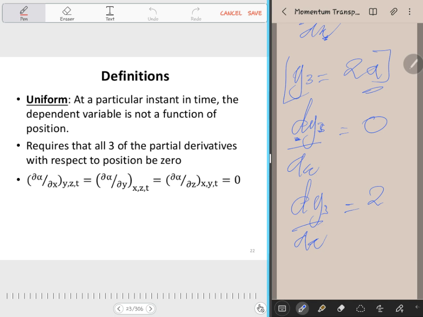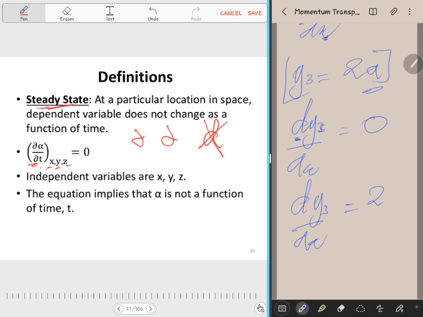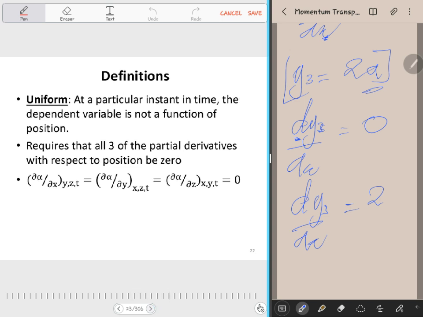And then we have uniform. Uniform means in every direction. So you see steady state, steady in time, not a function of time, as we saw here. Steady state, not a function of time, so the derivative with respect to time is 0. Now we are not doing it with respect to time, we are doing it with respect to position. So you're saying at a particular instant in time, the dependent variable is not a function of position. So you see, uniform, we are checking how it depends on position. Steady, we are talking about how it depends on time.